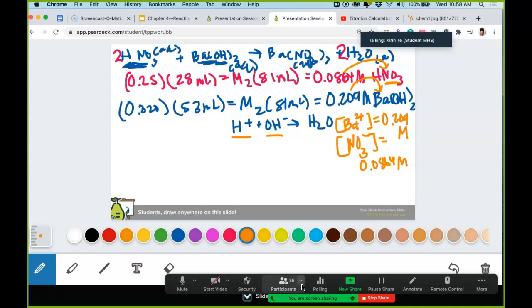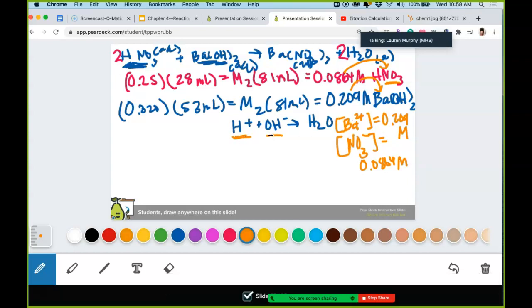So which one of these are considered the spectator ions? The barium and the nitrate are spectators. Okay, thank you so much. The net ionic are the things that are actually participating in the reaction. The hydrogen is reacting with the hydroxide to make water. This is what neutralization is. Acid right here, base right here, makes water. That's how the acid is being neutralized by the base to make water. That's how neutralization occurs between a strong acid and a strong base.